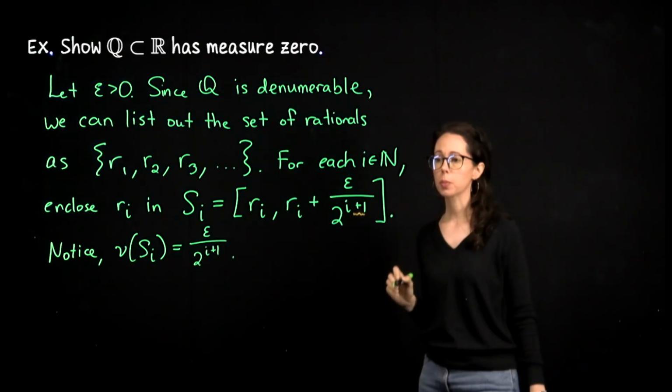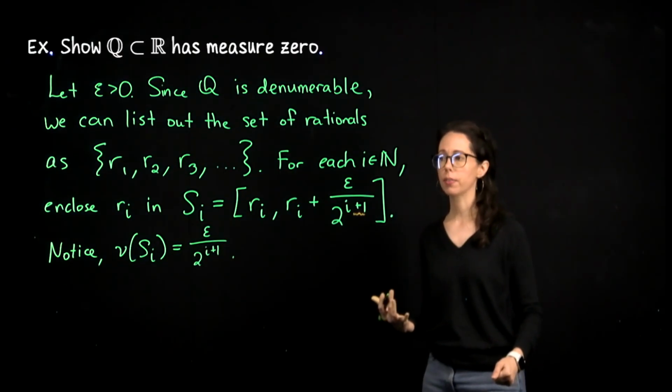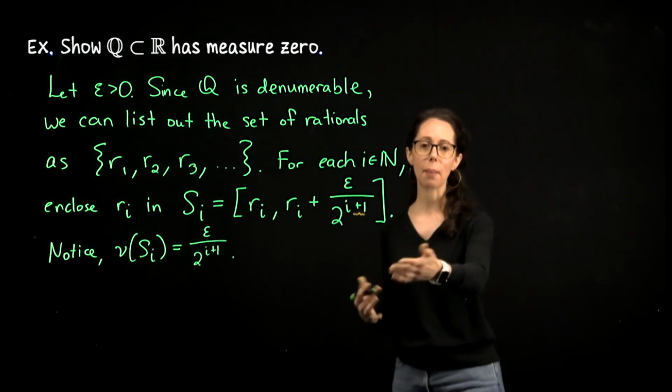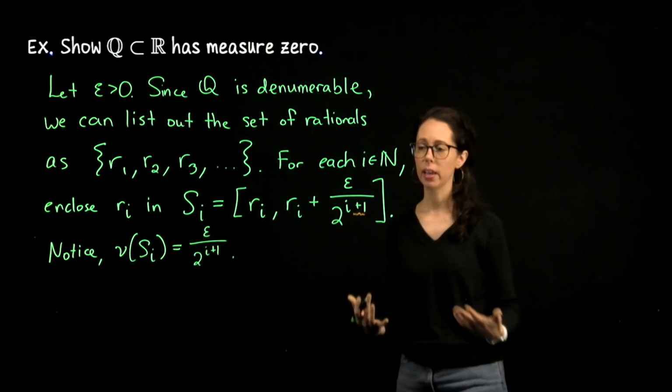Each rational number is being covered now. We have a family of subintervals covering all of the rational numbers. There's some overlap, but that's okay. This doesn't have to look like a partition. It's just a covering by closed intervals.